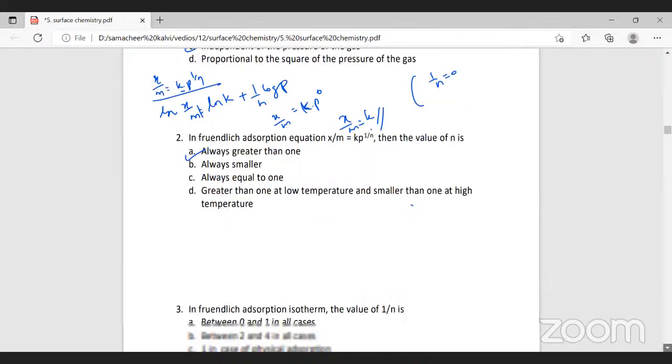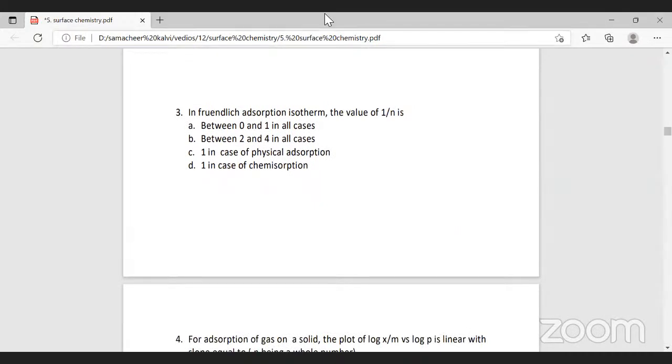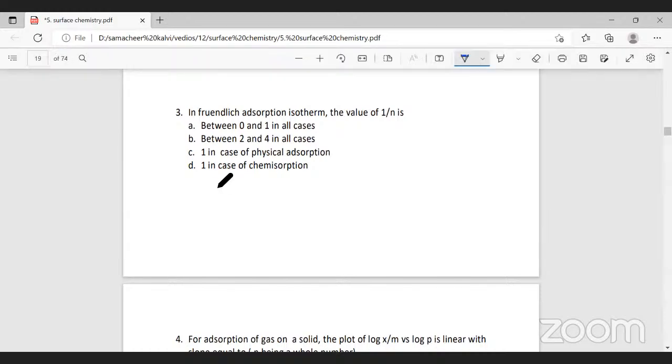The next question. In Freundlich adsorption isotherm, the value of 1 by n is: between 0 and 1 in all cases, between 2 and 4 in all cases, 1 in case of physical adsorption, or 1 in case of chemical adsorption. We know that x by m is equal to k into p to the power 1 by n. We know x is the mass of adsorbent, m is the mass of adsorbate. And also we know that the value of n is always greater than 1.